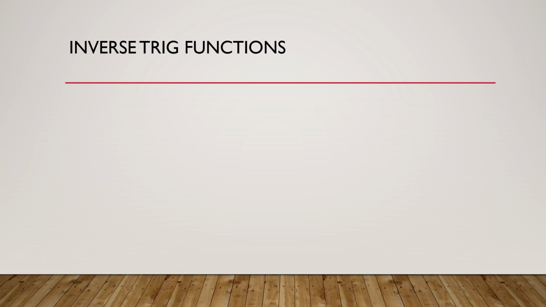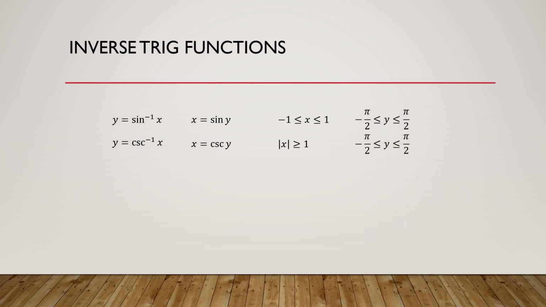Next, let's review each trigonometric function and their inverses. Y equals arcsine of x means x is equal to sine y for x between -1 and +1, and y between -π/2 and +π/2. Y is equal to arc cosecant x means x is equal to cosecant y for the absolute value of x greater than or equal to 1, and y between -π/2 and +π/2, and y is not equal to 0.